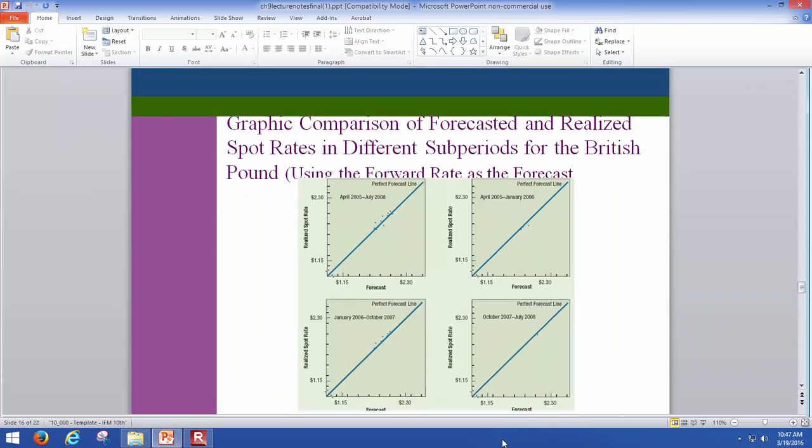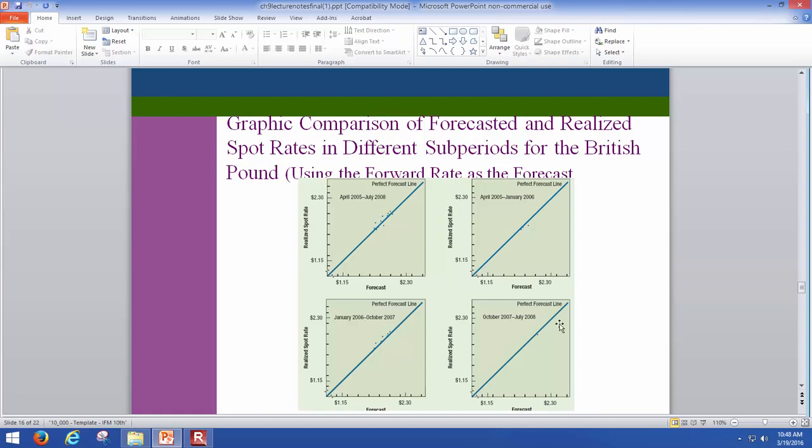Now we have the regression for different currencies. We also have the regression for different time periods. Okay, so this is for the entire period, April 2005 to July 2008. It looks like we have a very good model. The points are all over on either side. That seems like a good fit.